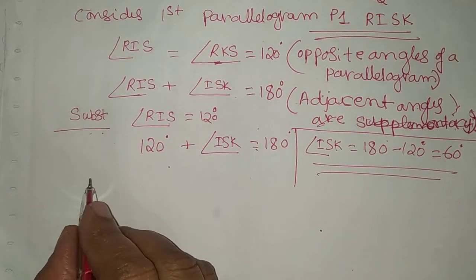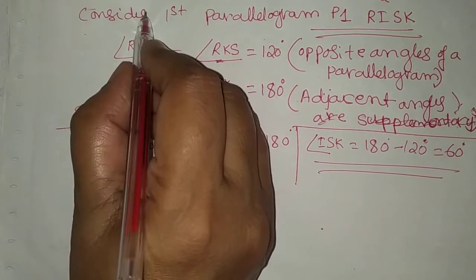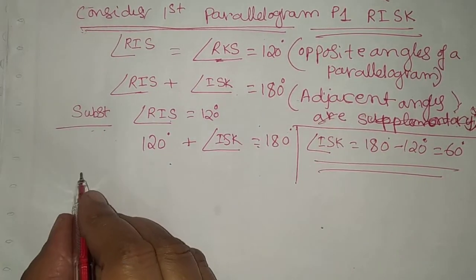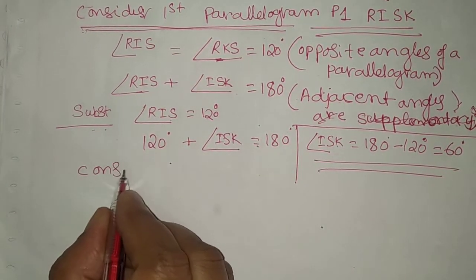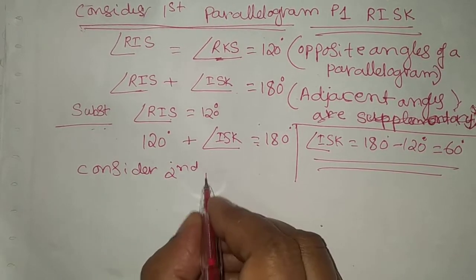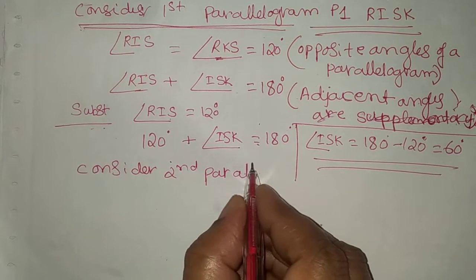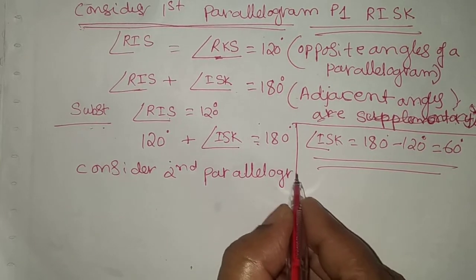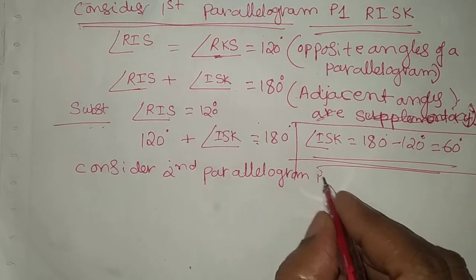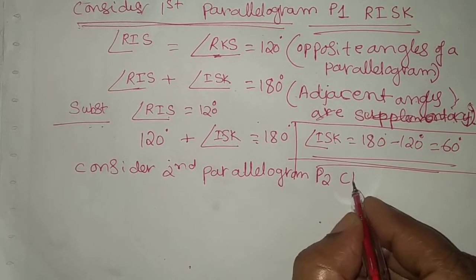So next step is we considered the first parallelogram, we finished here. So we consider now the second parallelogram, which one? That is P2, CLUE.